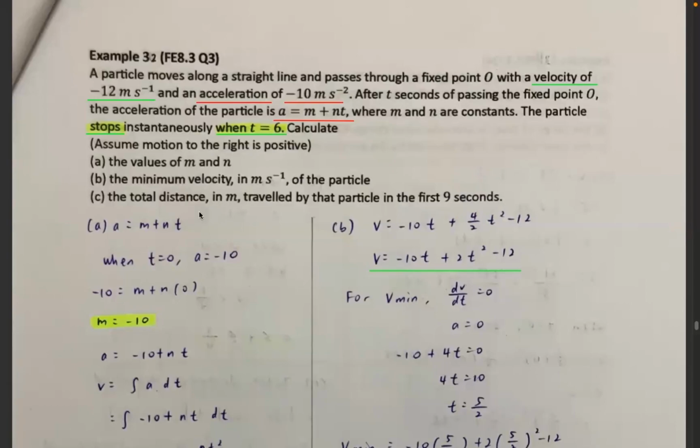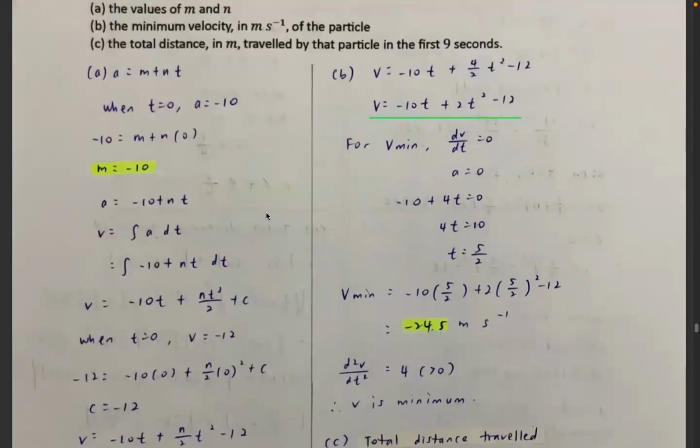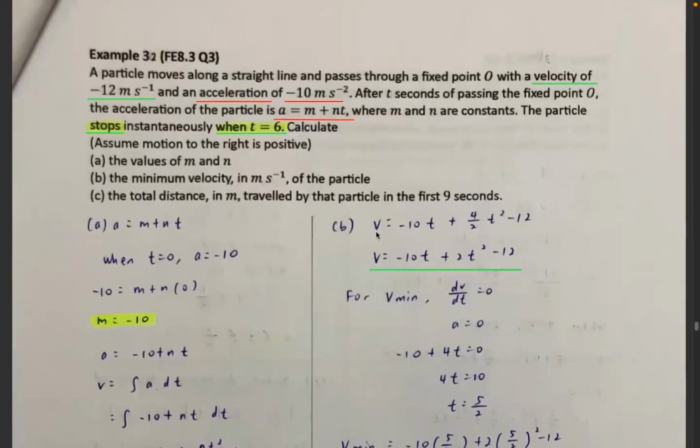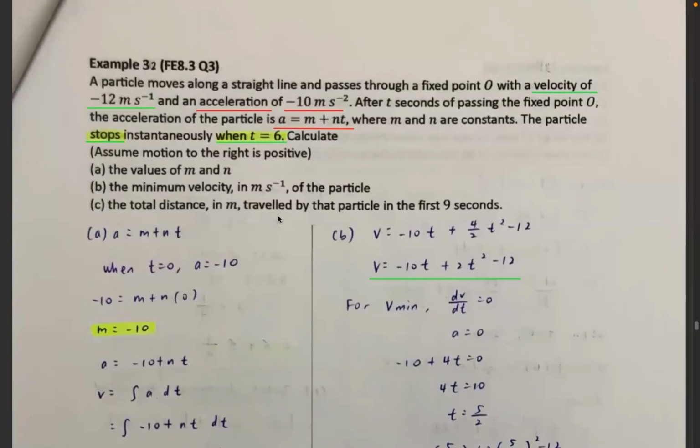C. Calculate the total distance traveled by that particle in the first 9 seconds. So let's check. We found the velocity function, but we didn't find the displacement function. And the question asks about total distance traveled. So in your working, you can do integration of v straight away to get the displacement function later. Every time they ask about total distance traveled, we have to firstly identify whether the particle changes direction within the period of time given or not.